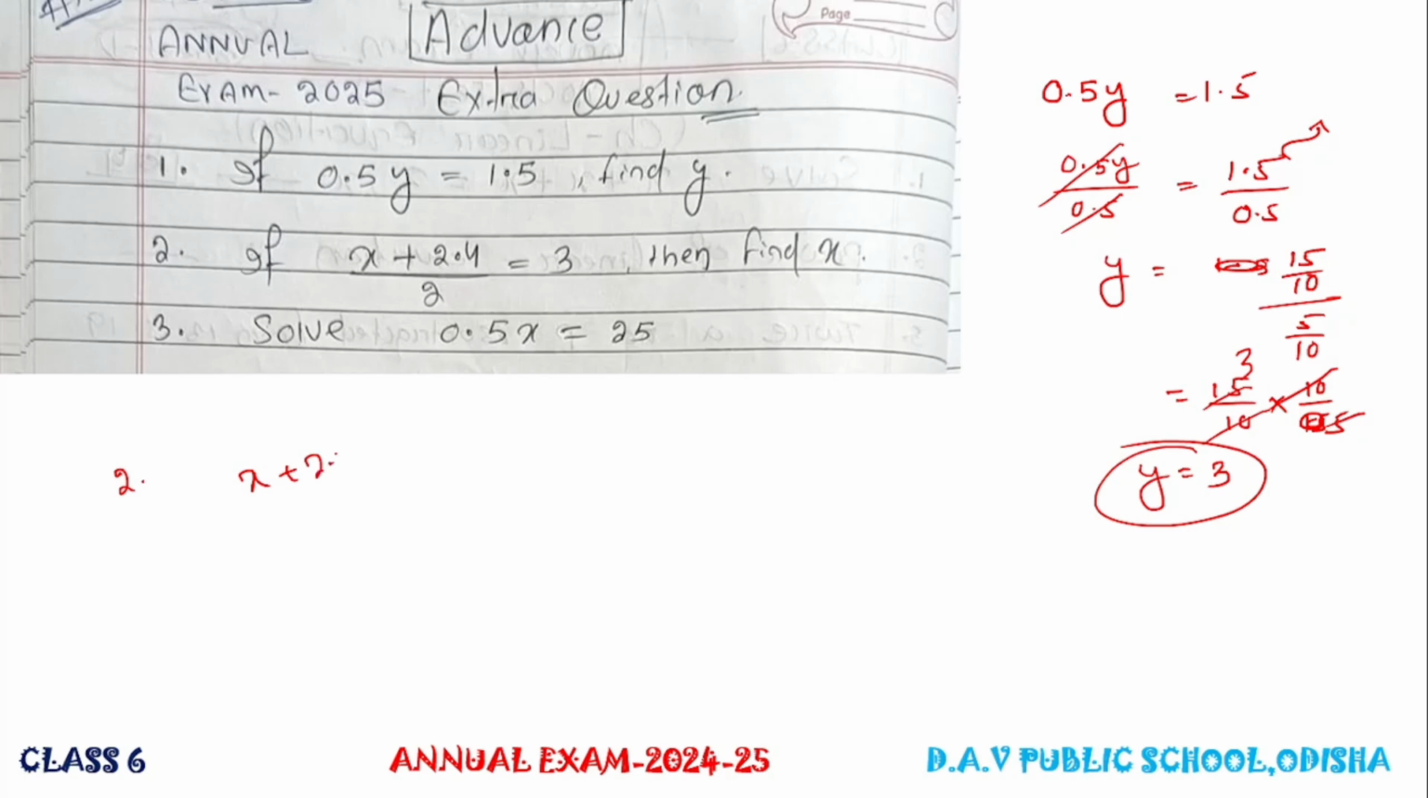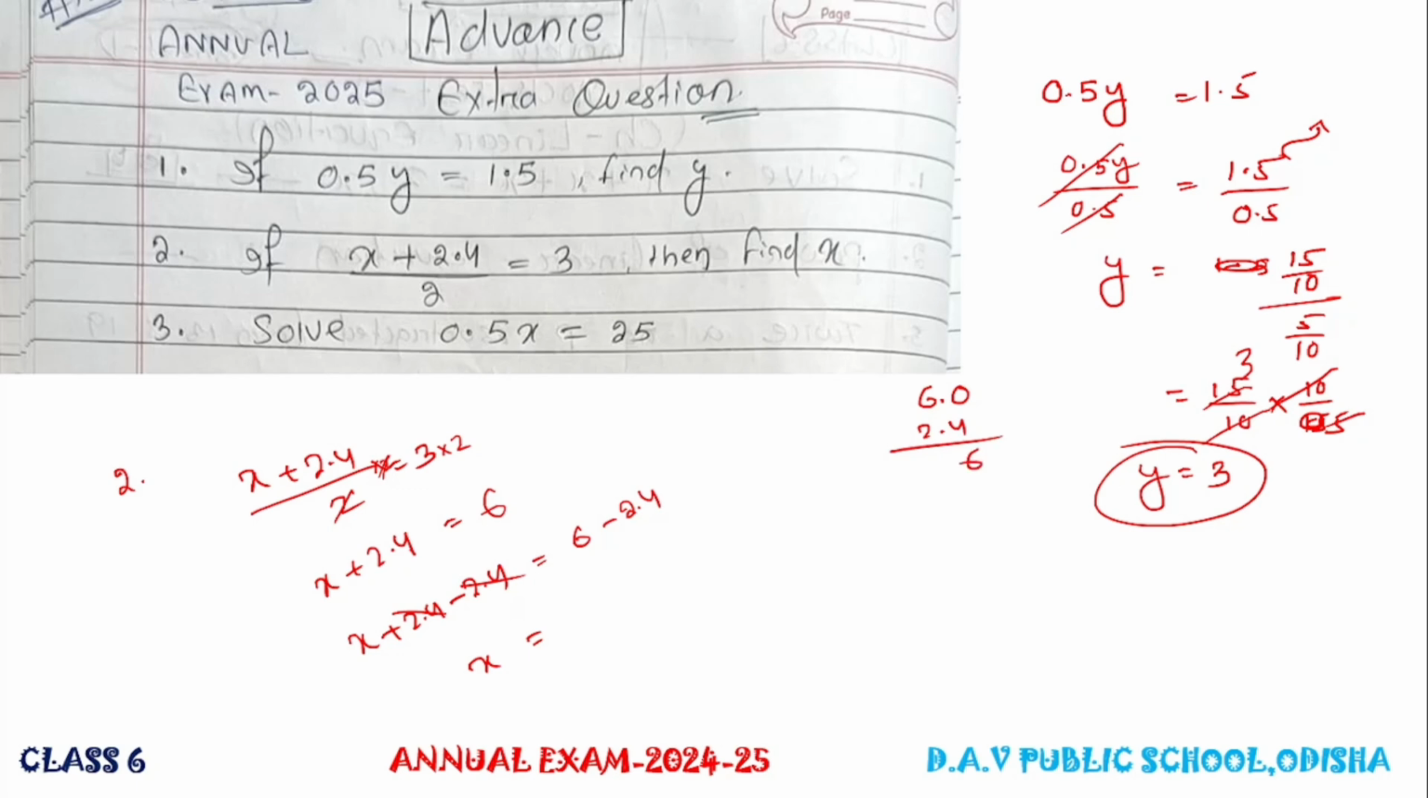If x plus 2.4 divided by 2 equal to 3, then find x. Okay. If we multiply 2 both sides, then 2 will be cancelled. Yes or no? So now x plus 2.4 equal to 3 2s are 6. Now x plus 2.4 minus 2.4, it will be cancelled. Yes or no? Now we subtract 2.4 from the right side. So left side is x equal to 6.0, because 6 means 6.0, 2.4 subtract from 6. Here is 3. So answer is 3.6.